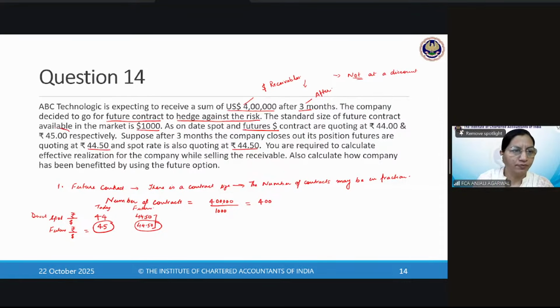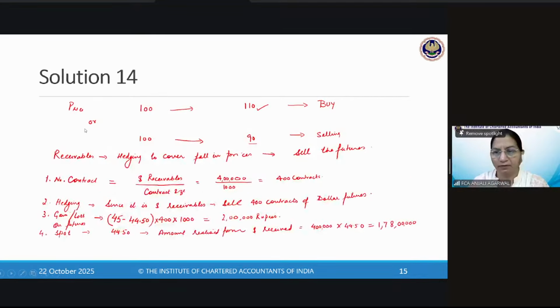So what was the future price? 45. So what are you likely to get if the price remains 45? 400,000 into 45. What were you supposed to get? 1 crore 80 lakhs. And how much have you got here? 178 plus 2 lakhs. So 1 crore 78 lakhs plus 2 lakhs. You have got exactly 1 crore 80 lakhs.